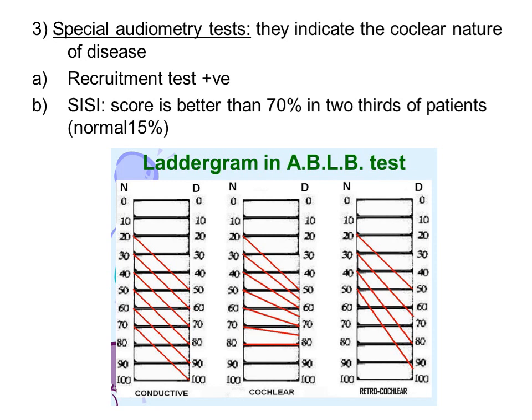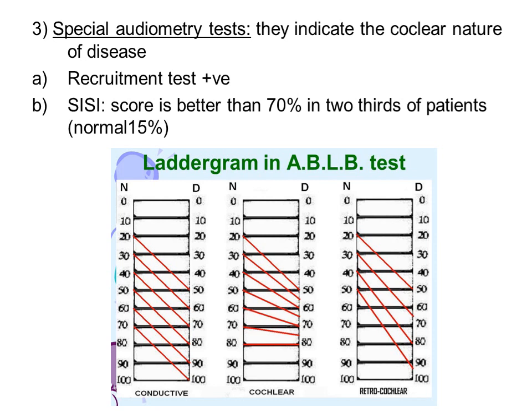Now, special audiometric tests. There are certain tests which pinpoint the etiology to the cochlea. First one is recruitment. For recruitment, there are two tests. One is ABLB, that is alternate binaural loudness balancing test, and SISI, short increment sensitivity index. So what ABLB is, if you see in this picture, the first one is conductive loss, second is cochlear, and third one is retrocochlear hearing loss.